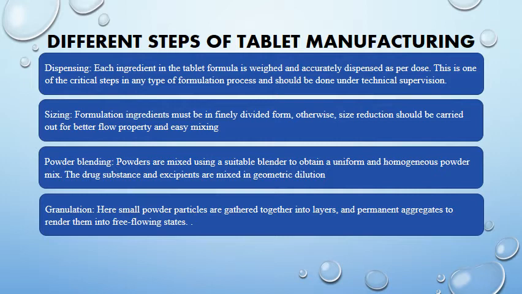Next step is granulation. Here the small powder particles are gathered together into layers and permanent aggregates to render them into a free flowing state. In this we form different granules. Granules are small aggregates of powder which are formed by different methods, that is dry or wet granulation technique.